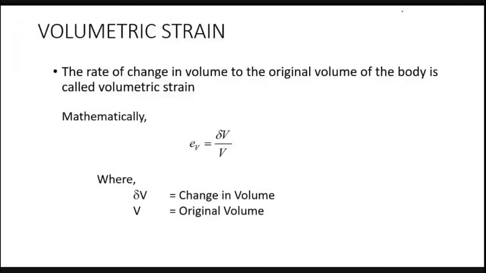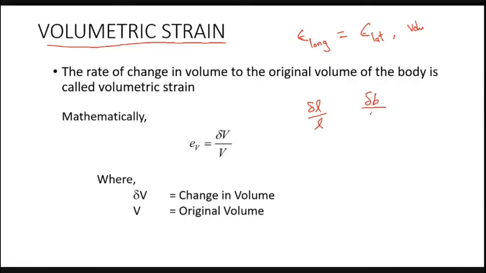So this is one problem in identifying these two values based on Poisson's ratio. First is volumetric strain. Like our normal strains, the formula for volumetric strain is change in volume by original volume. Like change in length by original length is longitudinal, change in breadth by original breadth or change in depth by original thickness is lateral, change in volume by original volume means volumetric strain. So this plays a major role, right?